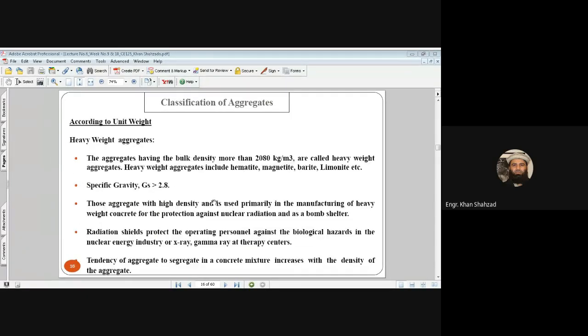Okay, anyone in the class who can tell me, if we are using heavyweight aggregates in the concrete, then what are we calling that type of concrete? What will be the name of that concrete?